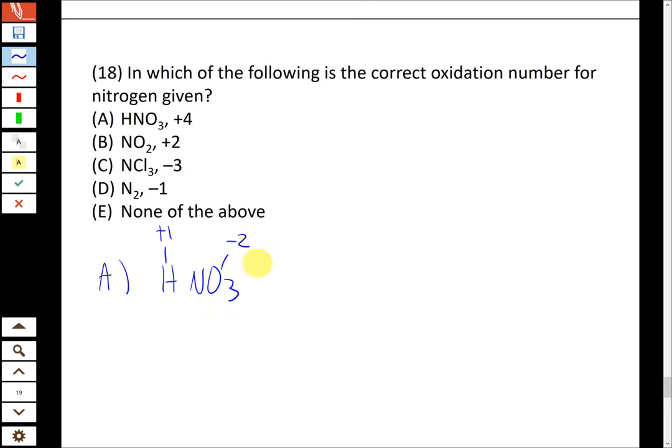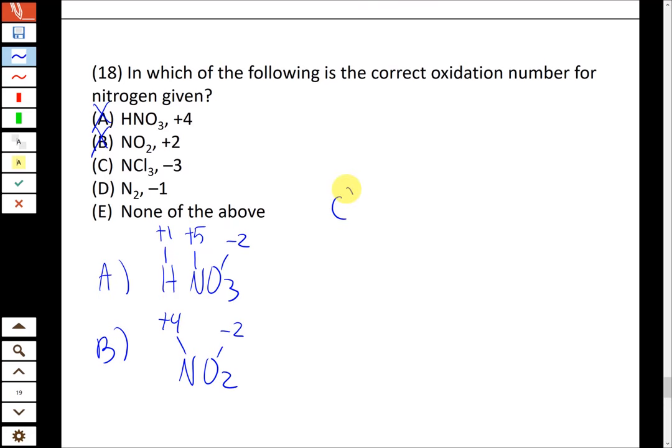And those need to add up to 0 because this is a neutral compound. So if we have 3 -2s and a +1, that's -5, which means that nitrogen needs to be +5 for those to add up to 0. So in this compound, HNO3, nitrogen should be +5. It's given in the answer choices as +4, so that one's incorrect. In B, it's a little bit simpler. It's NO2. Again, covalent compounds with rare exceptions, we're going to have -2 for oxygen. And then 2 of those is -4. Nitrogen has to be +4 so that those add up to 0. And so that one is going to be incorrect also. It should be +4, not +2.